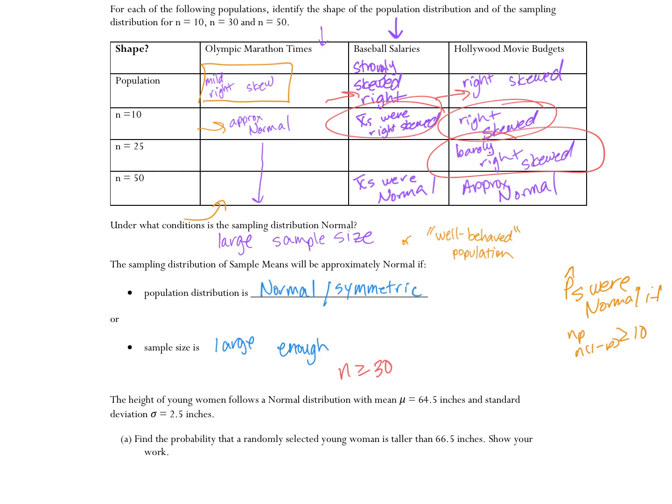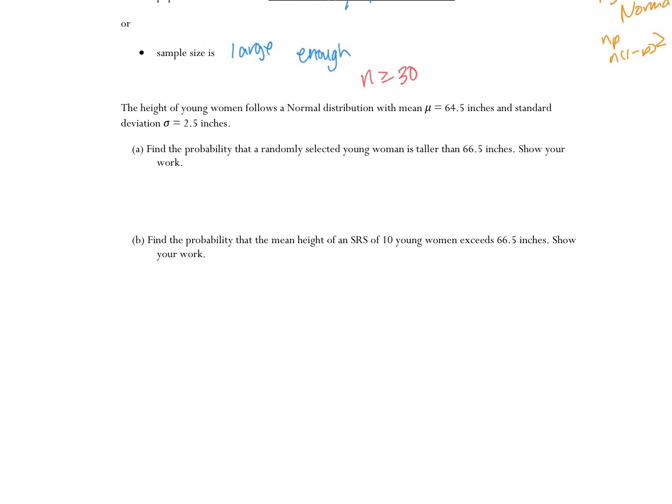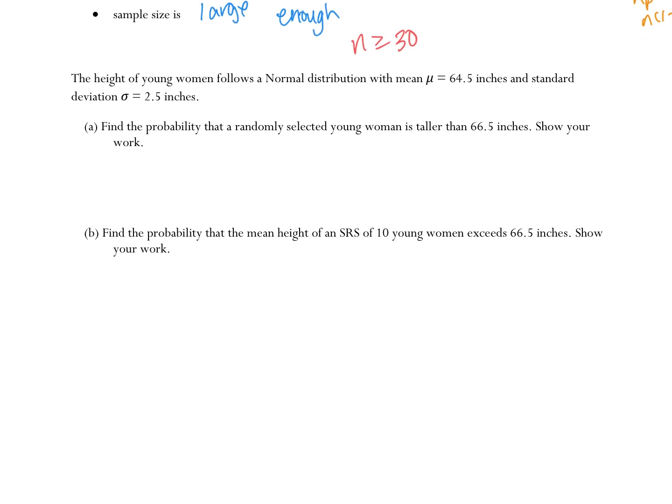All right. So let's look at this next bottom set of examples here. The height of young women follows a normal distribution with a mean of 64.5 and a standard deviation of 2.5. Okay. These are describing my population. So if I randomly select a singular young woman, what's the probability she's 66.5? Have I taken a sample yet? No, so I don't need to worry about any of these rules so far, because I'm not talking about a sample, I'm talking about an individual. All right. How do I answer that?